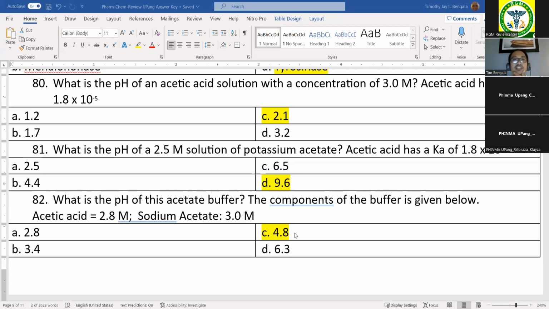So ang good na dito, if the concentration of both the base and the acid of a buffer is equal, the pH will be equal to the pKa. Hindi mo na kailangan i-compute. Pag equal yung base at yung acid concentration, the pH will be equal to the pKa of the acid.